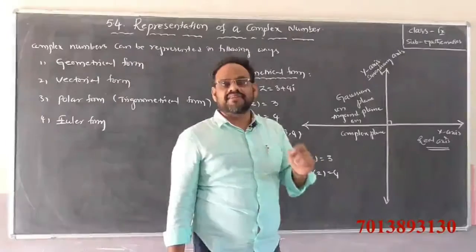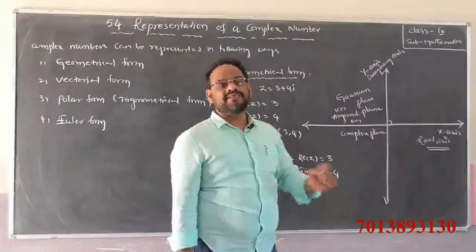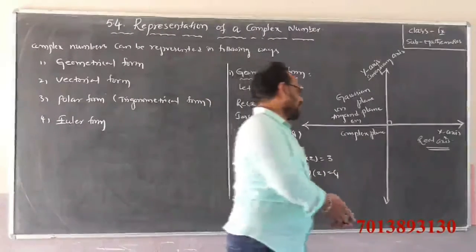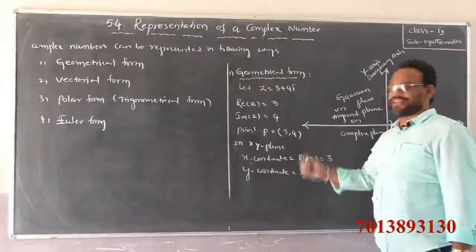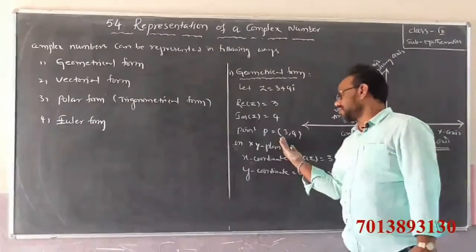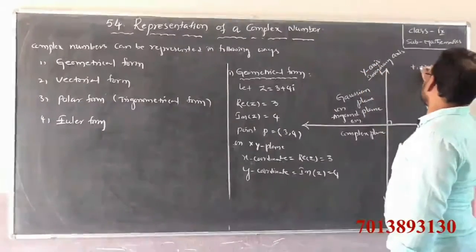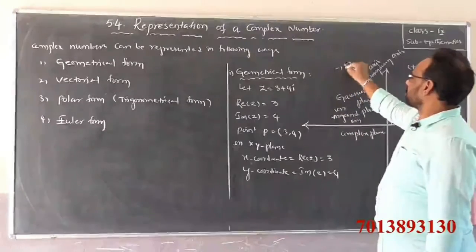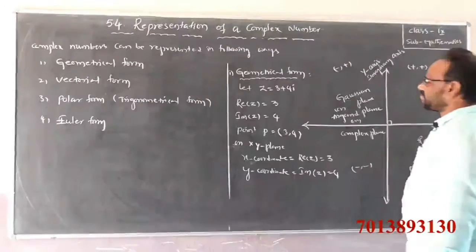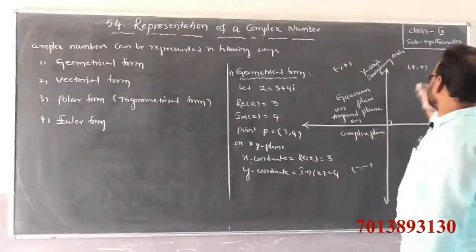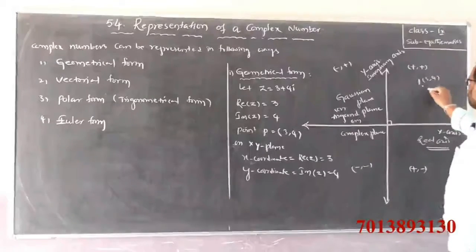Here, the x-axis is nothing but the real axis, and the y-axis is nothing but the imaginary axis. If you take z equal to 3 plus 4i, x is positive and y is also positive. That means the x coordinate and y coordinate are both positive. Here the sign in the first quadrant is plus, plus. Here the sign is minus, plus. Here the sign is minus, minus. This is plus, minus. If you look at 3, 4, for example, this can be represented.